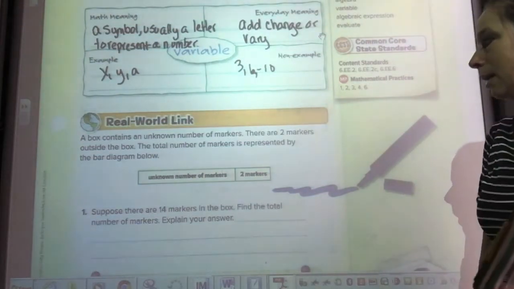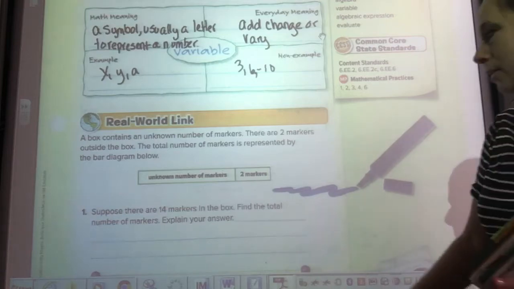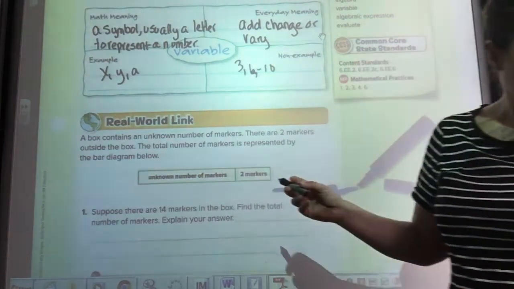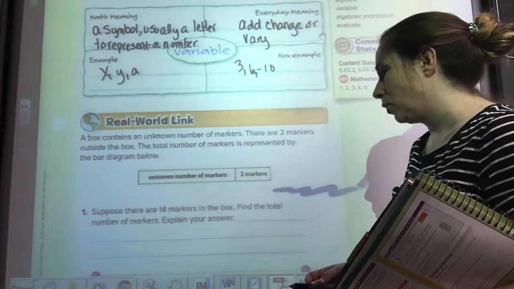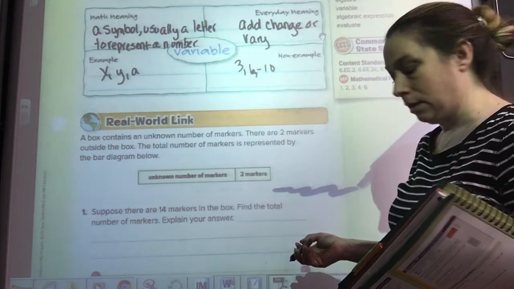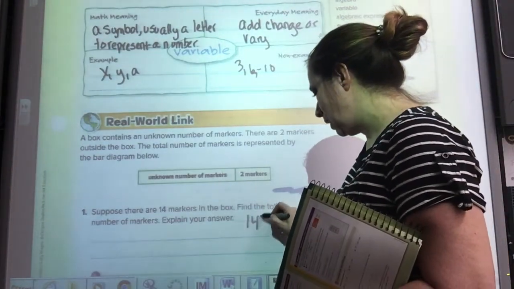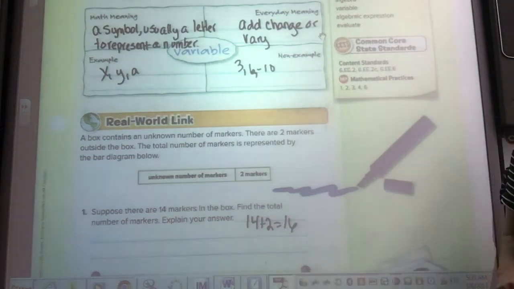All right, in our real world link, a box contains an unknown number of markers, and there are 2 markers outside the box. Total number of markers represented by the bar diagram. So they give us this whole big bar here, and 2 markers are outside the box. So it says, suppose there's 14 markers in the box, find the total number of markers and explain your answer. Well, if there's 14 markers in the box, and there's 2 outside the box, this isn't that hard, 14 plus 2 is 16, right? That would be 16 total markers.